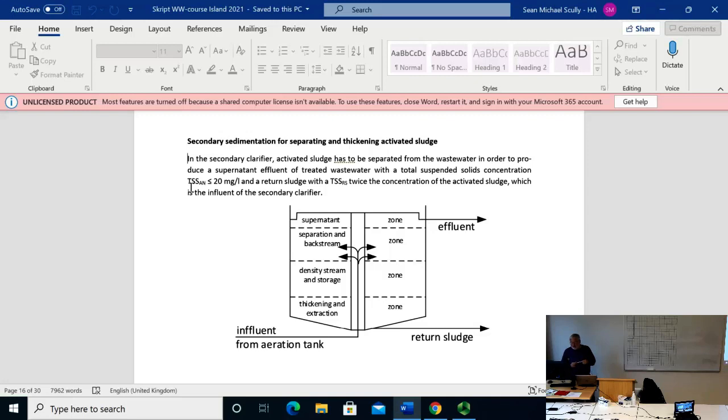And then we want to have a return sludge with a total suspended solids concentration that is at least twice the concentration of the activated sludge from the aeration tank, which is the influent of the secondary clarifier. Because if you look at the scheme of figure number 1, we have here our wastewater line, oops, from the inflow to the effluent.